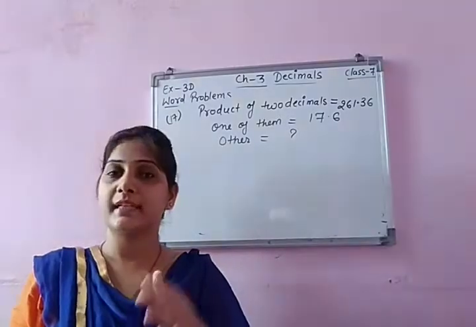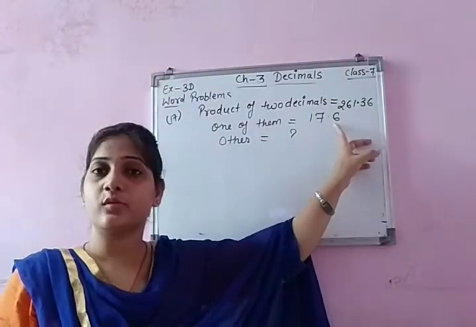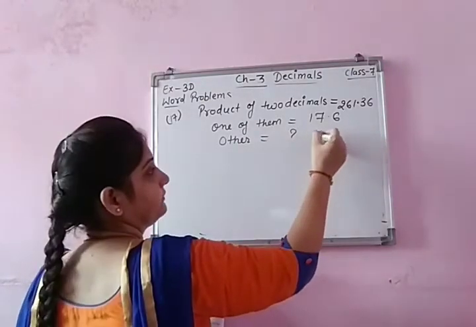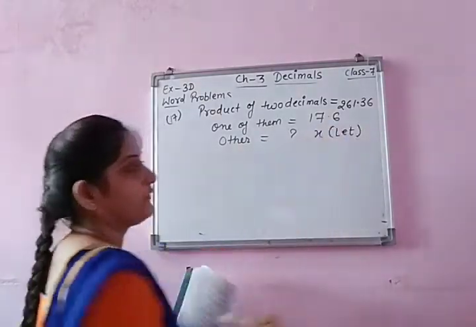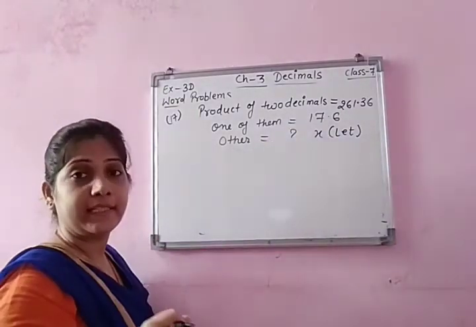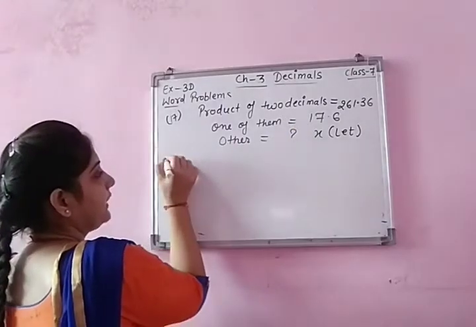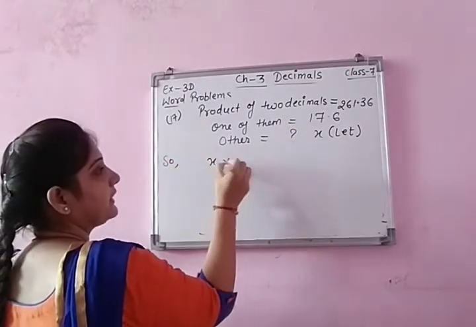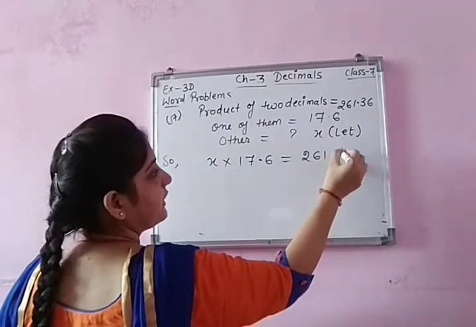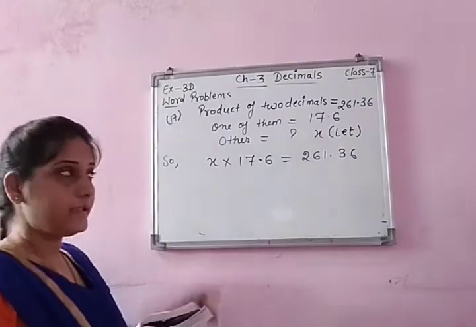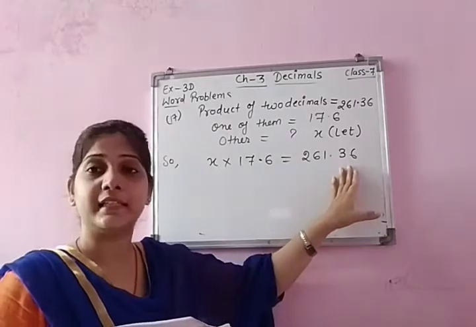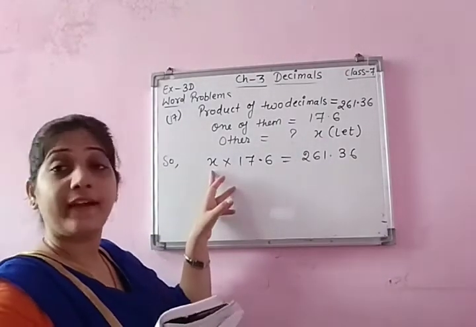First decimal into second decimal gives us this. We know the first one, we don't know what the second is. So let us consider the second is x. Okay, I have considered the other decimal is x. So the product means multiplication of these two. So can I frame the equation? x multiplied by 17.6 gives me 261.36. Clear? The product of these two, first number, second number, gives me this product.